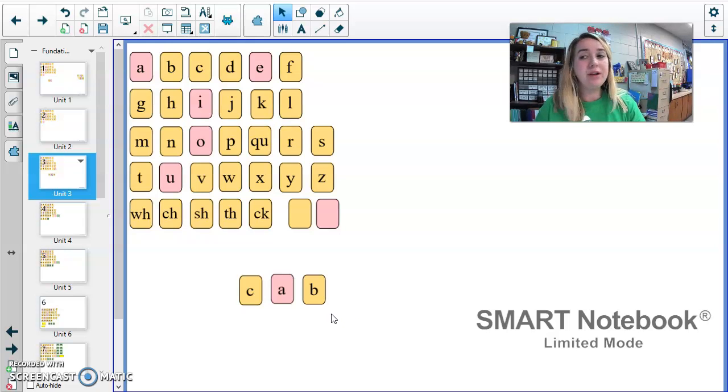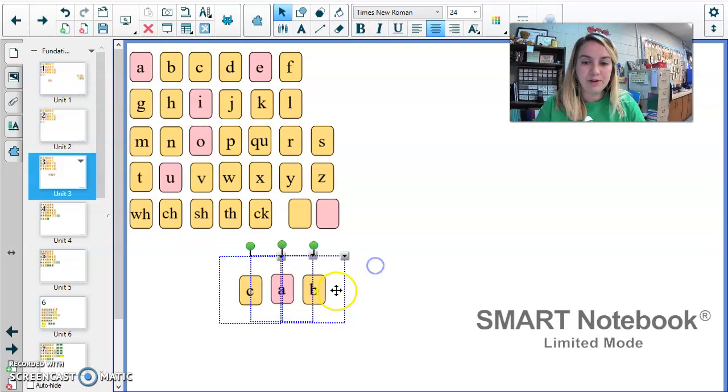Now, we've been talking a lot about using our digraph CK. But remember, that digraph can only go at the end. So as soon as I heard that my first sound was K, I knew it couldn't be CK. It can't go at the beginning. Awesome job. I'm going to drag these over. You erase your stuff.